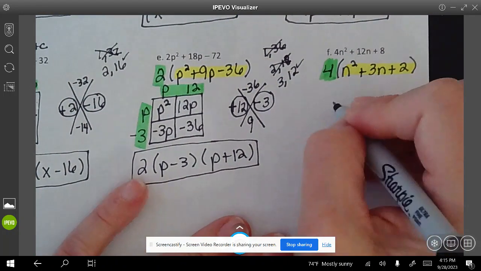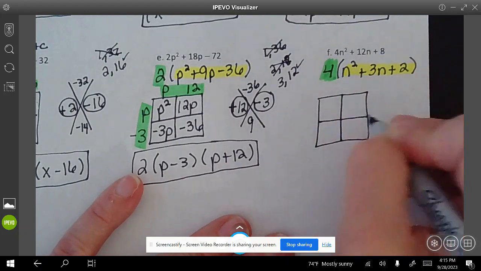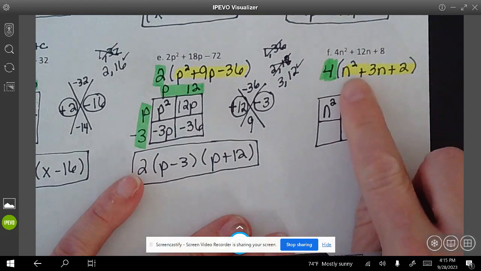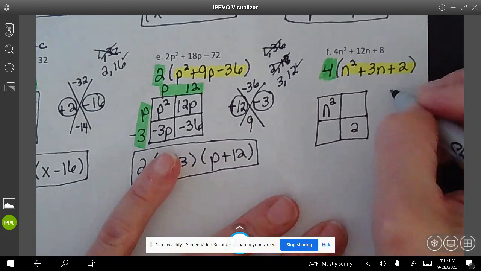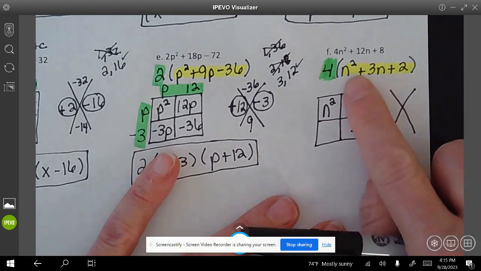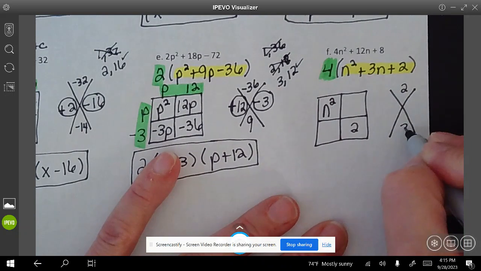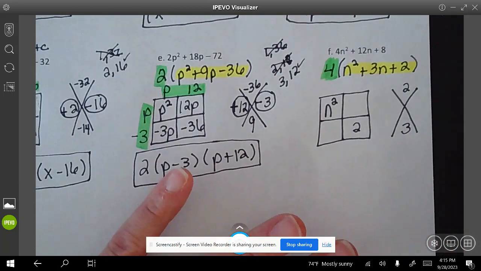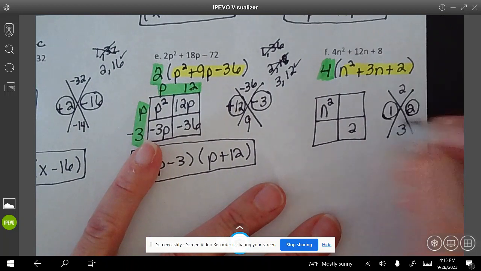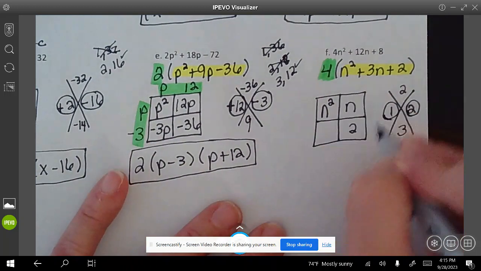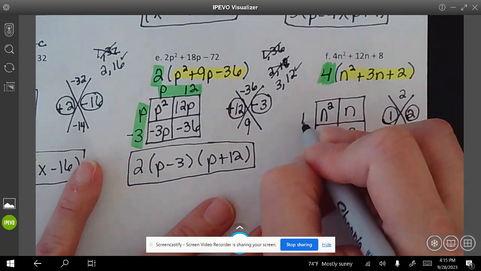Okay, so let's draw our box. N squared, that's my far left bookend, and my far right bookend is 2. So I'm multiplying to get 1 times 2, which is 2, and adding to get the 3 that's in the middle. That one's pretty easy. 1 times 2 is 2, and 1 plus 2 is 3. So n and 2n. Greatest common factor across the top is n.